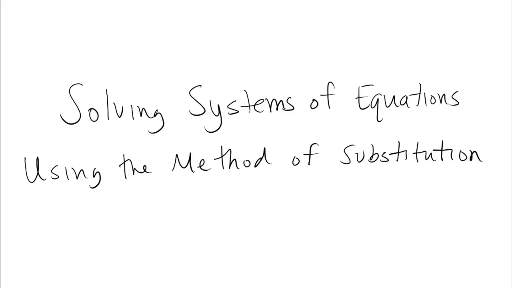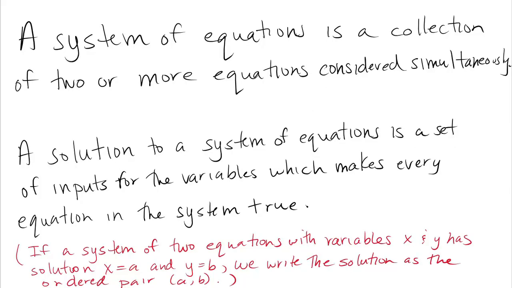In this lecture, we're going to talk about solving systems of equations using the method of substitution. In order to do that, we're going to have to remind ourselves what a system of equations is. A system of equations is a collection of two or more equations considered simultaneously. When we say we're considering the equations simultaneously, we're saying that the solutions must make all of the equations true.